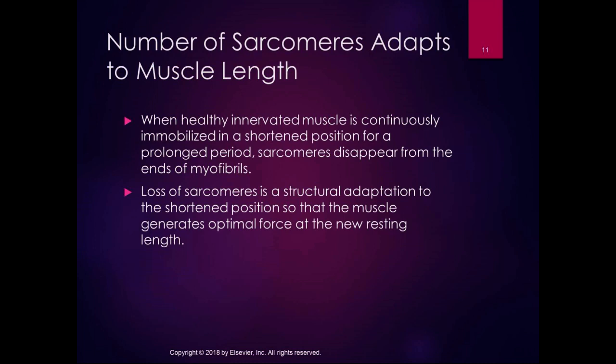On the other side of the coin, if a muscle is immobilized in a lengthened position, the muscle will add new sarcomeres. So chronic loading of muscles, such as with physical training, regular stretching, using dynamic splinting, that sort of thing, can stimulate mechanoreceptors that switch on the genes for producing collagen and extracellular matrix to improve the muscle's tensile strength.